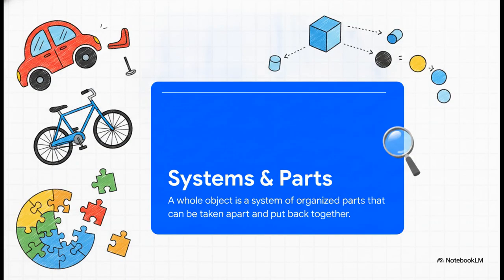Next up, our students need to understand that objects aren't always just solid, singular blocks. Things like toys, bicycles, and puzzles are systems. And a system is simply built from specific, organized parts working together. It's like a giant puzzle, really. If you take the parts away, the system changes.